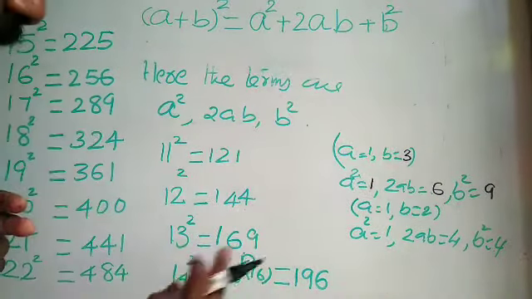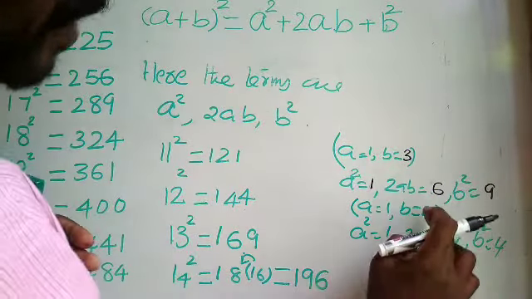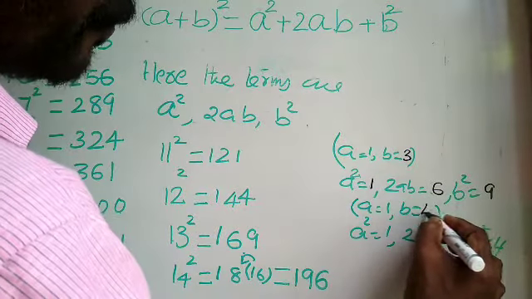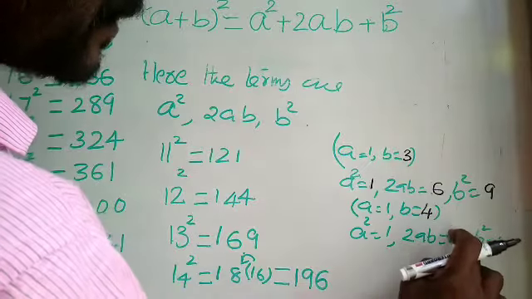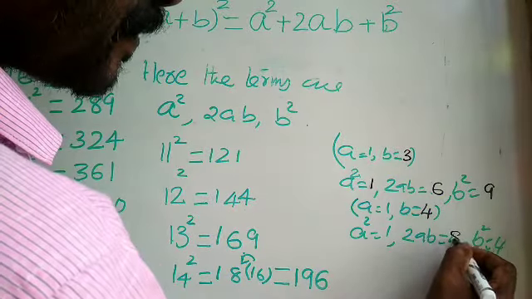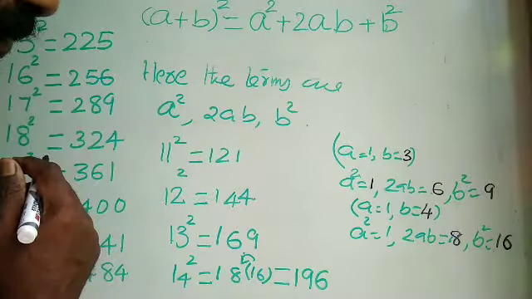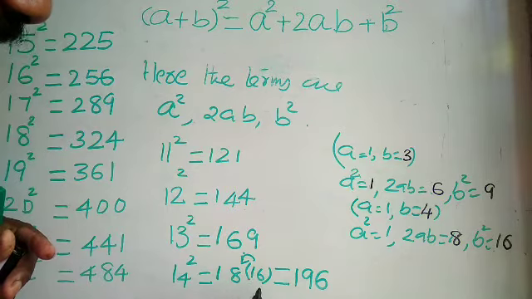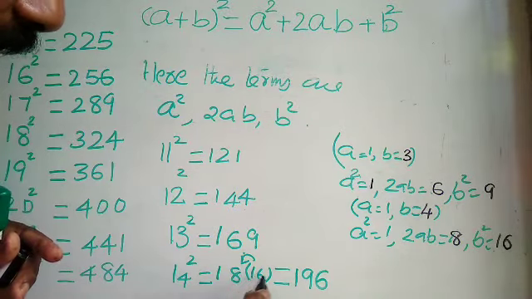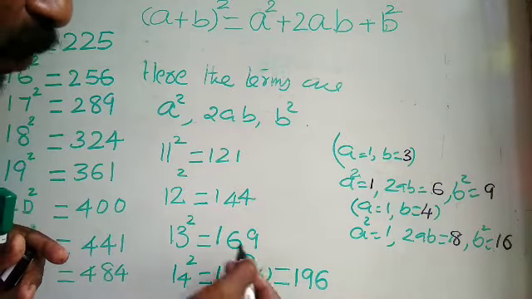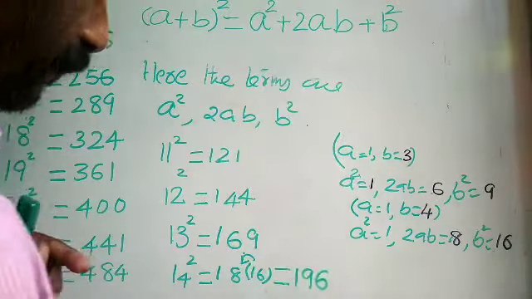Then let us look at 14 square. In 14 square, a equals 1, b equals 4. So a square is equal to 1, 2ab becomes 8 and b square becomes 16. Then I write it as 1, 8, 16. But here the last bracket has 2 digits. I am taking that 1 to the left side. So it becomes 196. That's the square of 14.